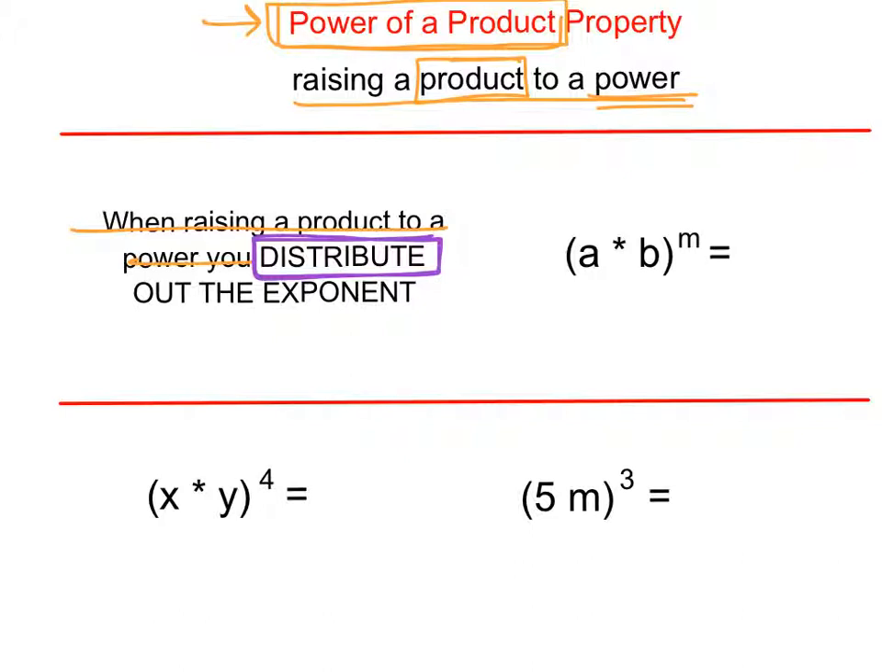So far we've added, we've multiplied, and now we are going to distribute. So a times b to the m, we're going to distribute the power m to both of these. So we're going to have a to the m times b to the m.